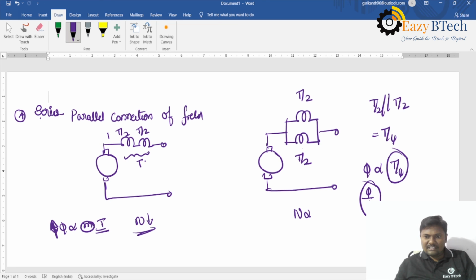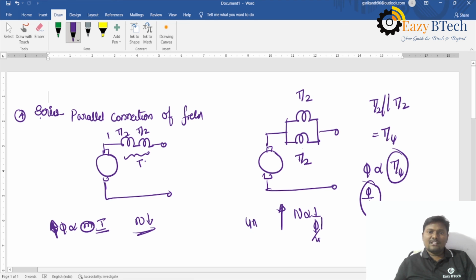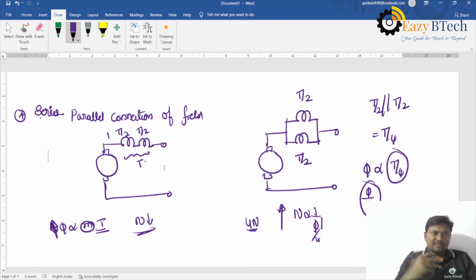The speed is inversely proportional to flux. It is 1 by 1 by 4, which means the speed will be 4 times. And this is about the field control. The method is called the series parallel connection of field, with multiple turns.